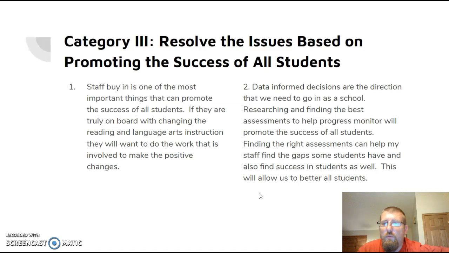Second, data-informed decisions are the direction that we need to go in as a school. Researching and finding the best assessments to help progress monitor will promote the success of all students. Finding the right assessments can help my staff find the gaps that some students have, and also find the strengths that these students have as well. This will allow us to better serve all students.